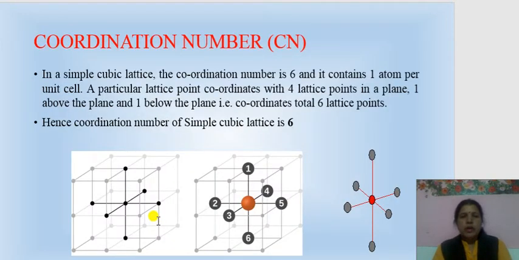Coordination number. In a simple cubic lattice, the coordination number is 6 and it contains 1 atom per unit cell. A particular lattice point coordinates with 4 lattice points in a plane, one above the plane and one below the plane, that is total 6 lattice points. Here it is shown. In the plane 4 lattice points or 4 atoms are there, above the plane is 1 and below the plane is 1. Therefore, the coordination number of a simple cubic lattice is 6.